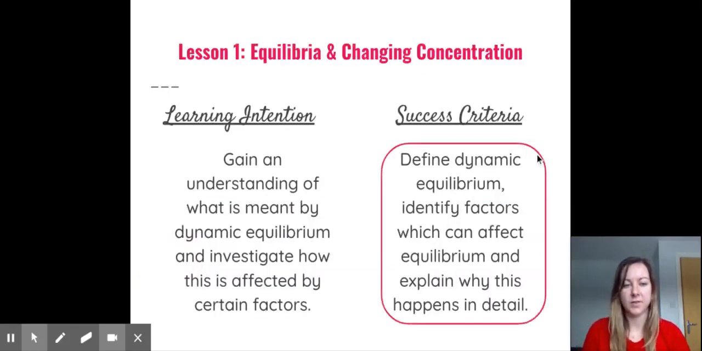So hopefully after these 2 lessons you have a good understanding of what dynamic equilibrium is, and you can identify 3 different factors which can affect the position of equilibrium. Hopefully you can also use your understanding of the experiments that we have had a wee look at to explain why this happens in detail.